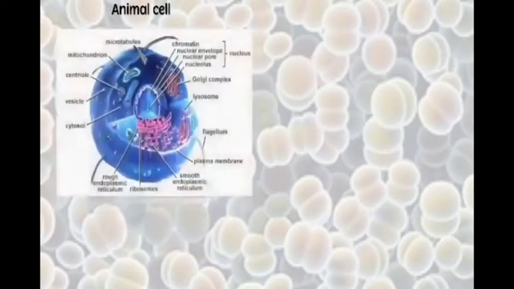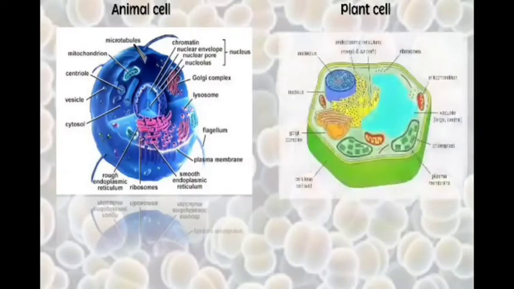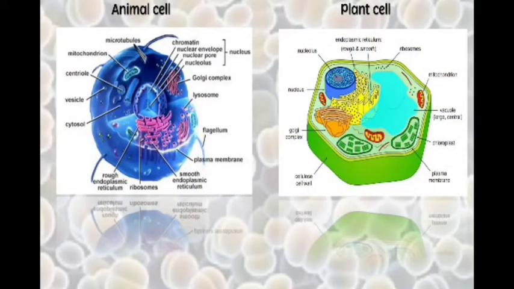This is a well-defined diagram of animal cell, and this is a diagram of plant cell, which are typical examples of eukaryotic cells. Here we can observe a nucleus in both cells, which is well organized by nuclear envelope, and a well-defined nucleus is also observed. There are so many common organelles in animal cells and plant cells, as well as many differences.